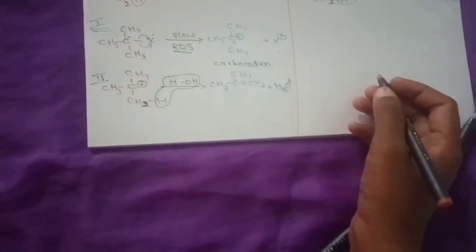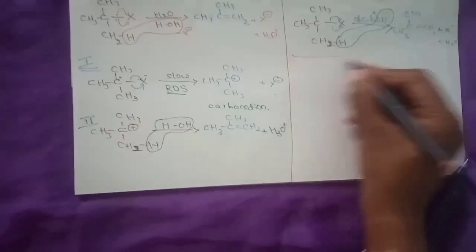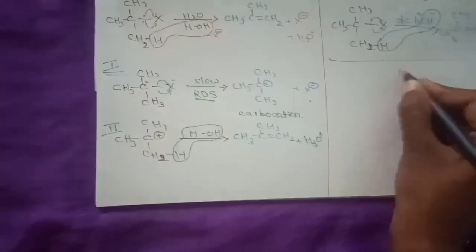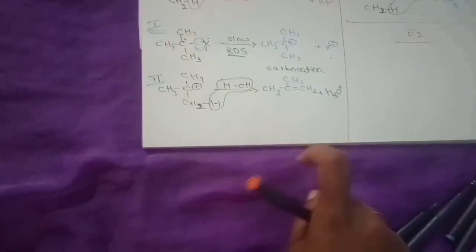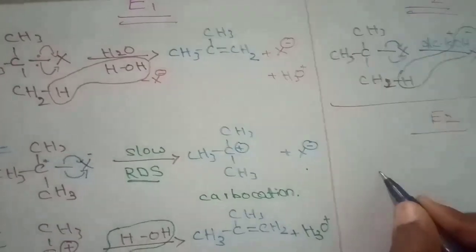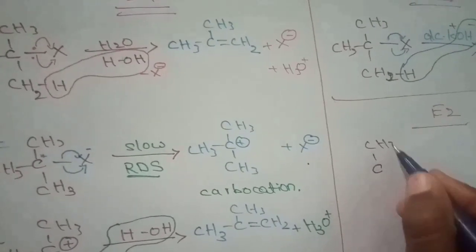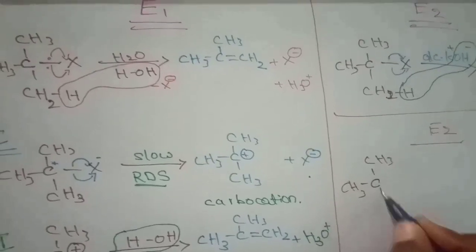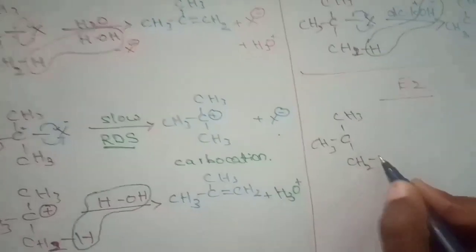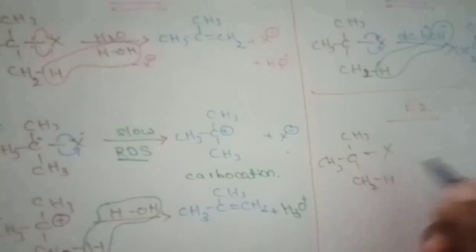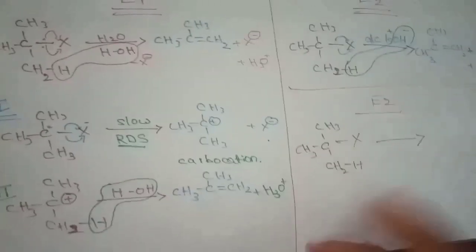Now see students, I will explain E2 reaction with an example. E1 reaction occurs in two steps, but E2 reaction occurs in a single step. For example, you take an alkyl halide, CH3, CH3. This CH3 is written as CH2H for our convenience. Halogen is there.